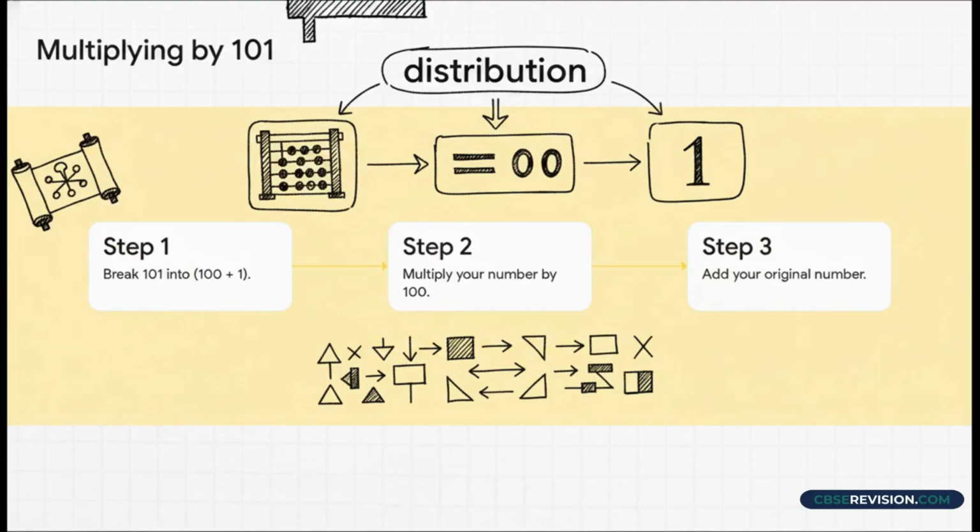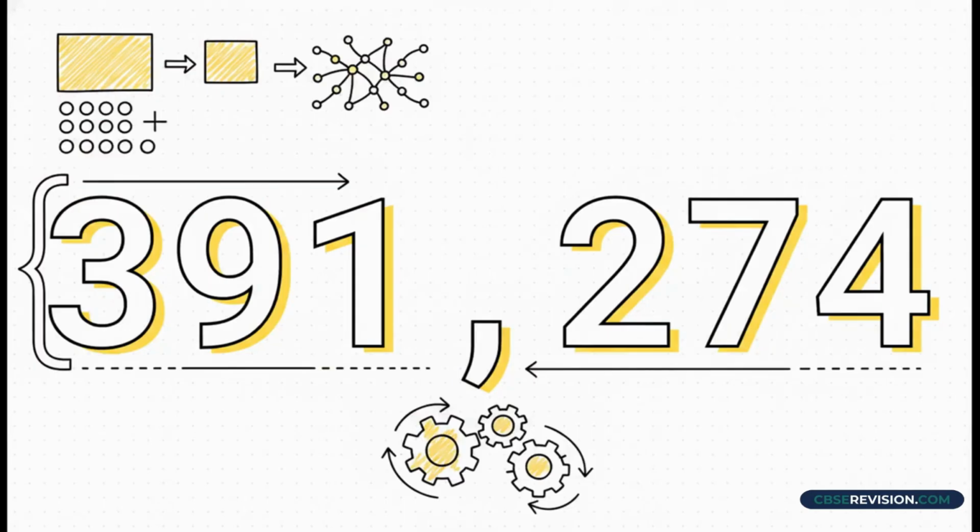Let's look at an example to make it clear. Let's say 3,874 multiplied by 101. Instead of doing a huge, long calculation, just think about it like this. 3,874 times 100 is 387,400. Then add 3,874 times 1, which is just 3,874. So 387,400 plus 3,874 equals 391,274. See what we did? You break that heavy multiplier into parts, you distribute, and you add. It makes a really big calculation completely effortless.